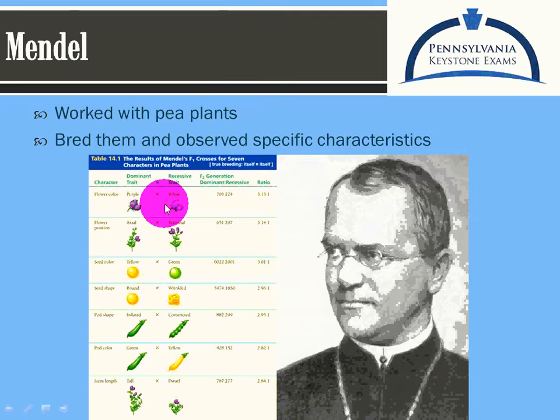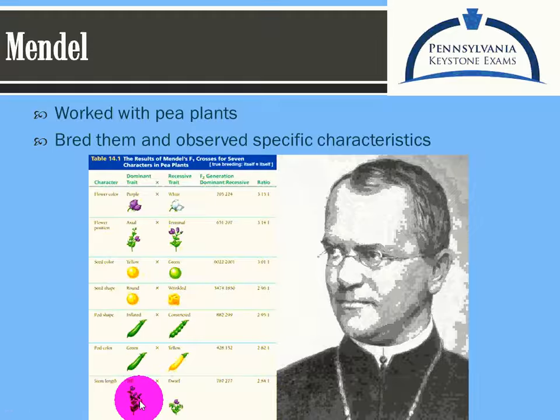So he looked at things like the color of the flower. Did a pea plant have purple flowers or white flowers? Where were the flowers positioned on the plant? What was the color of the seeds? What was the texture of the seeds? What was the shape of the pea pod? What was the color of the pea pod? And what was the plant's height?